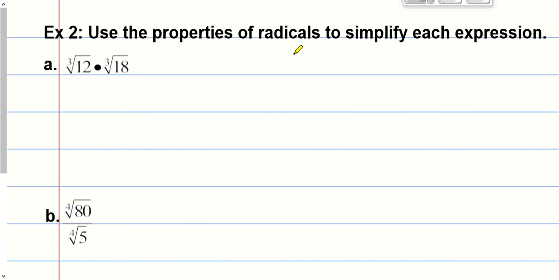So let's look at example 2 here. We have used properties of radicals to simplify. So we have the cube root of 12 times the cube root of 18. They're both cube roots, so I can put them under the same root, and I can have 12 times 18. So now I have the cube root of 216. Then you can put the cube root of 216 in your calculator and you will get 6.